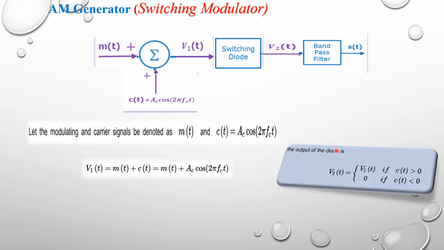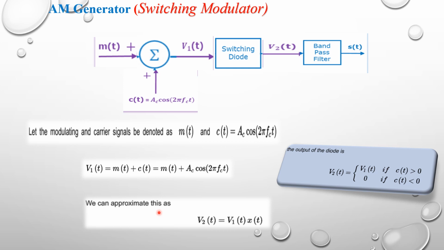The output of the diode depends totally on the biasing condition. So V2 of t, the diode output, is equal to V1 of t when the carrier signal c of t is greater than 0, and V2 of t is equal to 0 when c of t is less than 0. The diode output depends totally on the carrier signal. When the carrier signal is 0, the output of the diode is 0. When the carrier signal amplitude is maximum or positive, we get V2 of t.